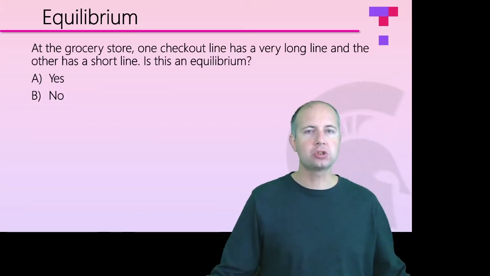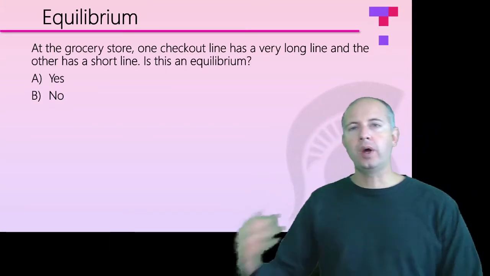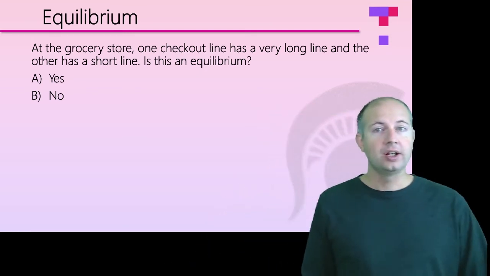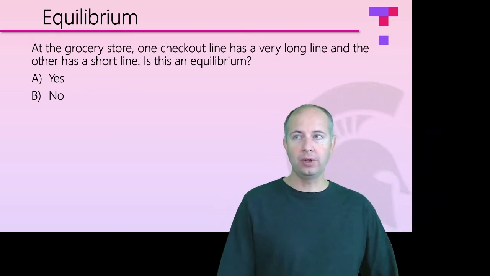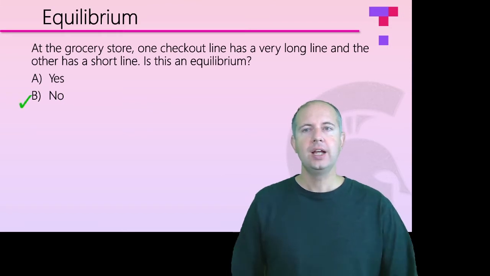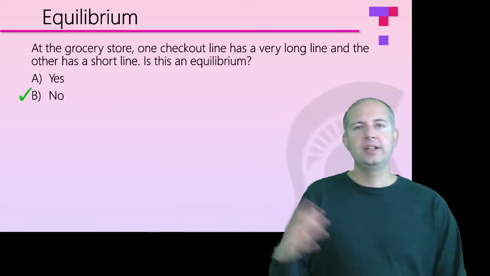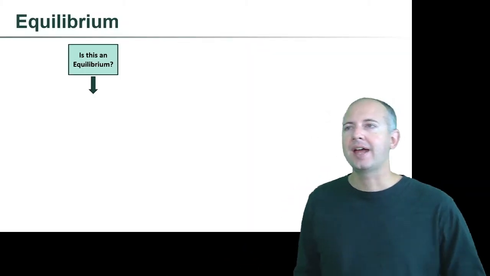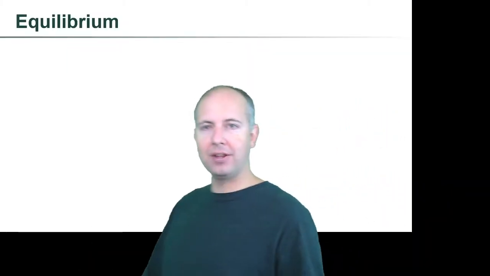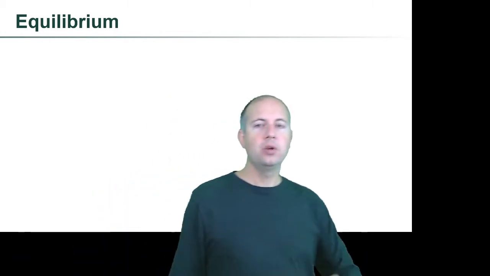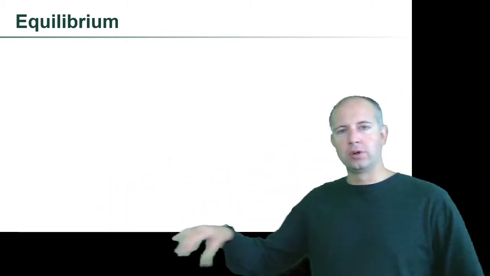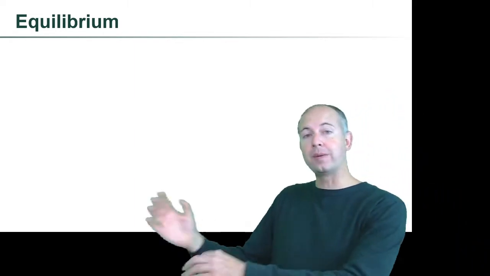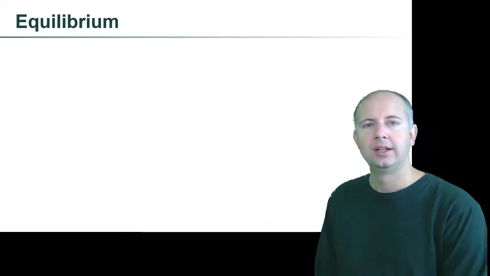A grocery store, one checkout line has a very long line and the other has a short line. Is this an equilibrium? The answer here is B. No, it's not an equilibrium. Why? Because if you are the person at the end of the long line, you would be better off if you were at the end of the short line. So you have an incentive to move from the long line to the short line.